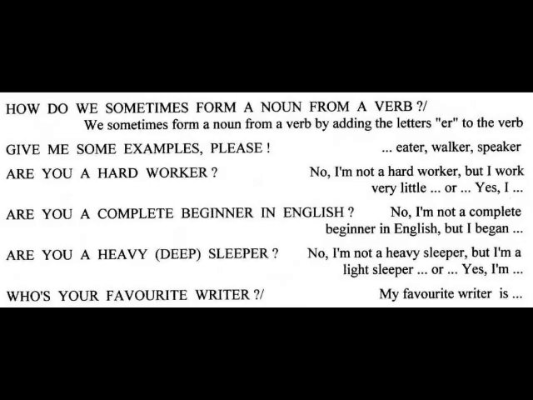How do we sometimes form a noun from a verb? We sometimes form a noun from a verb by adding the letters er to the verb. Give me some examples, please. Eater, walker, speaker. Are you a hard worker? No, I'm not a hard worker, but I work very little. Or, yes, I am a hard worker.